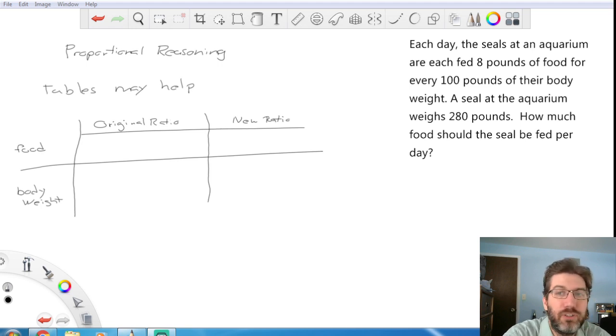So you could do these with unit rate, you could do these with scaling, but we're going to look at proportional reasoning, which is probably the most systematic, straightforward way to do it.